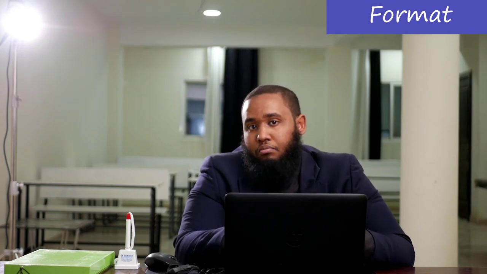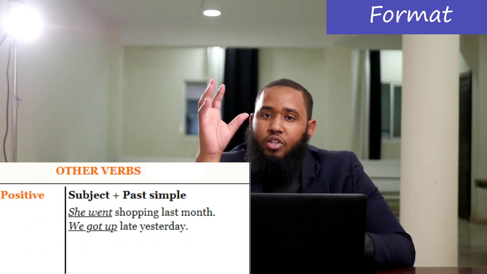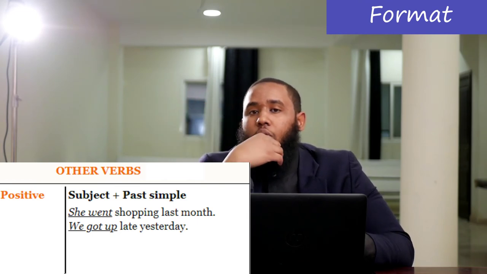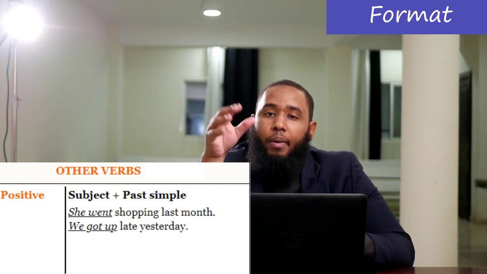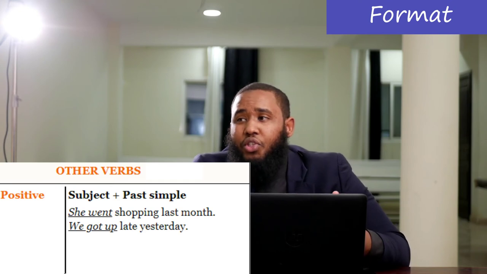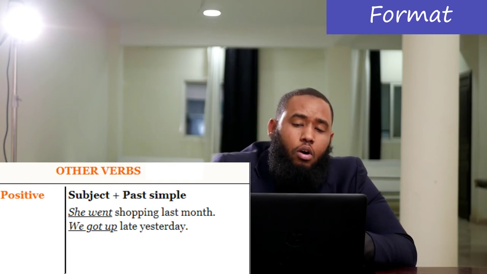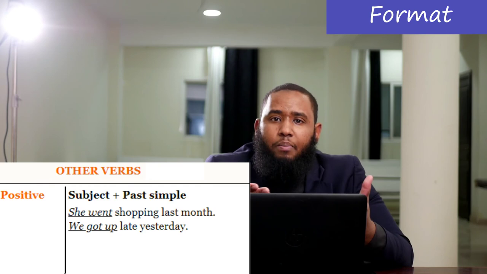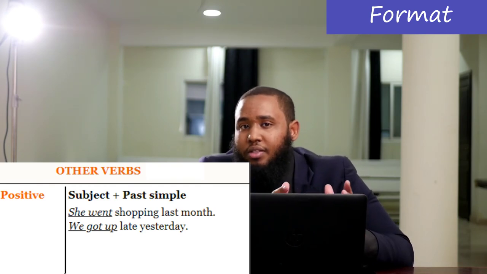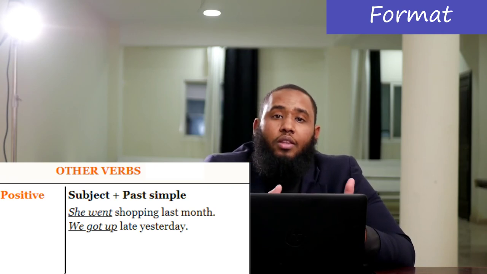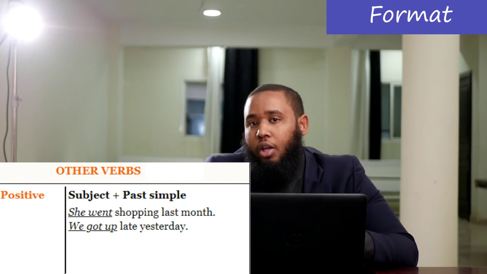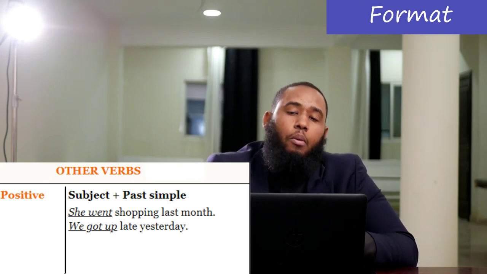Very simple. You will just have the subject and you will add the past simple verb afterwards. So for example, the subject is she. All you have to do is just add the past form of the verb afterwards. She went. Went is the past verb. She went shopping last month. We got up late yesterday. So only those two components.